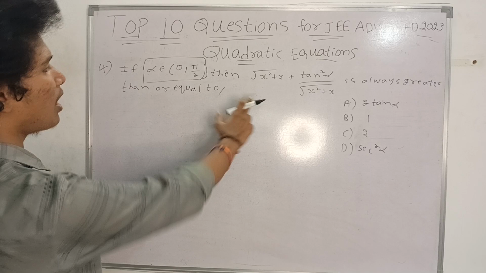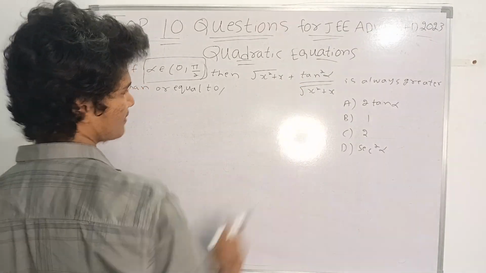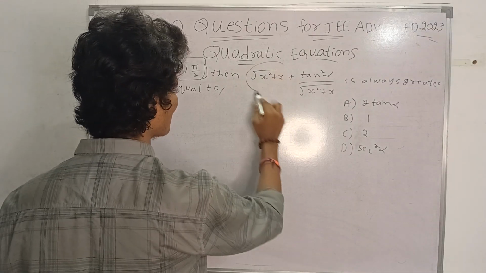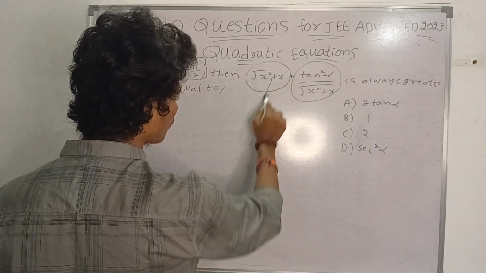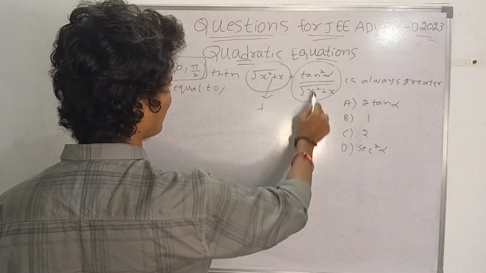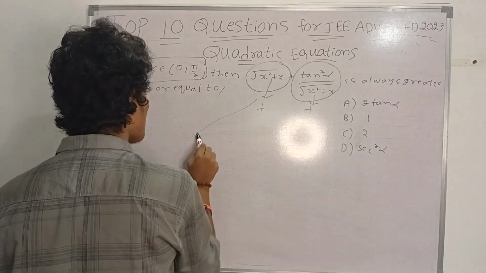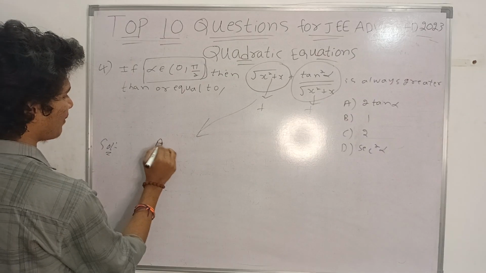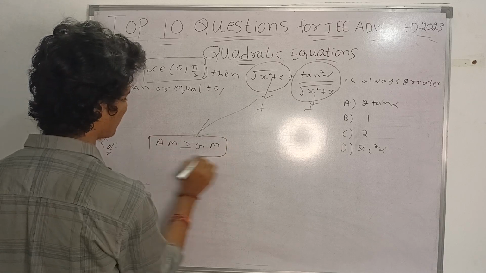Then they are asking whether root of x square plus x plus tan square alpha divided by root of x square plus x is always greater than. It is very clear. Suppose we take this as one term and this as another term. We know that a root is always positive, so this is a positive term and this is also another positive term. When two positive terms are added, we can apply the concept from sequence and series. What is the concept? Arithmetic mean is greater than or equal to geometric mean. This is a simple concept.